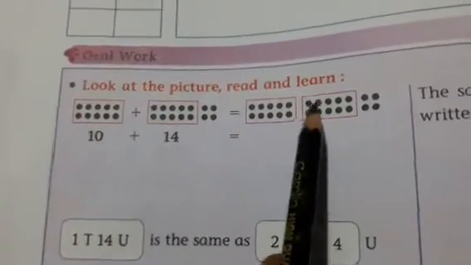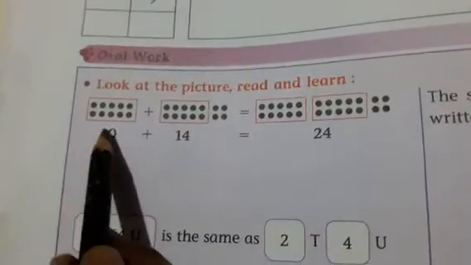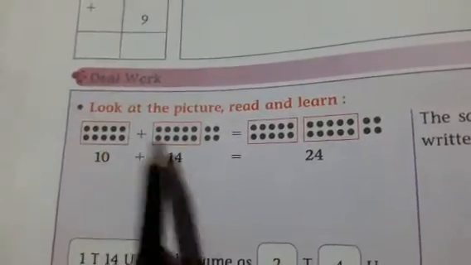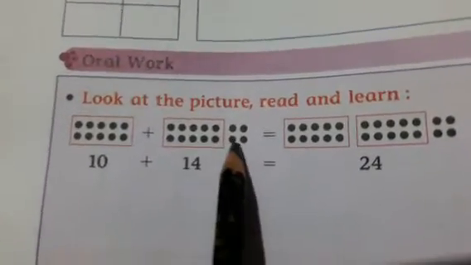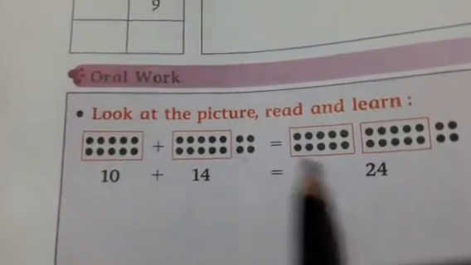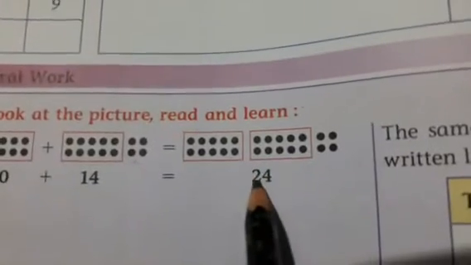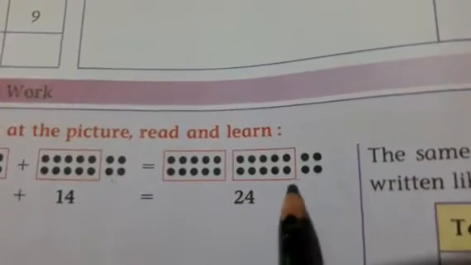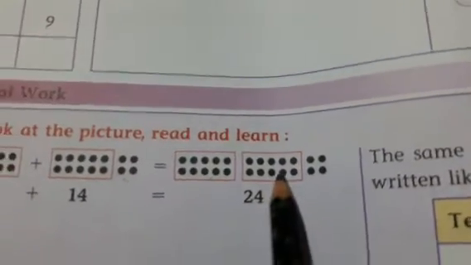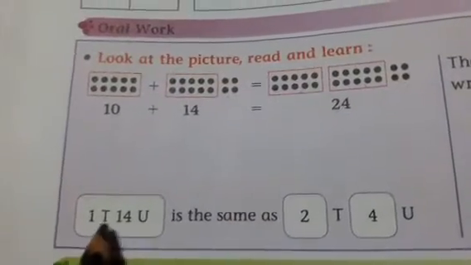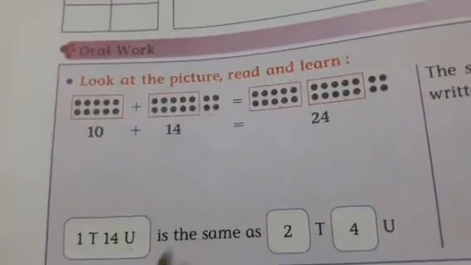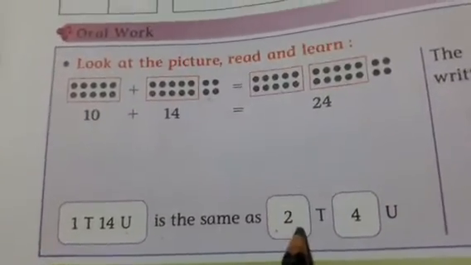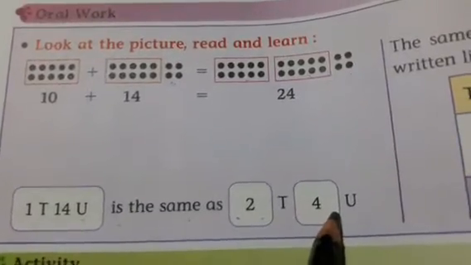Read and learn. Here are 10 beads, plus if we add 14 beads. 14 means 1 ten and 4 beads. Then we get the answer 24. 24 means 2 tens and 4 units. Means 1 ten and 14 units is the same as 2 tens and 4 units.